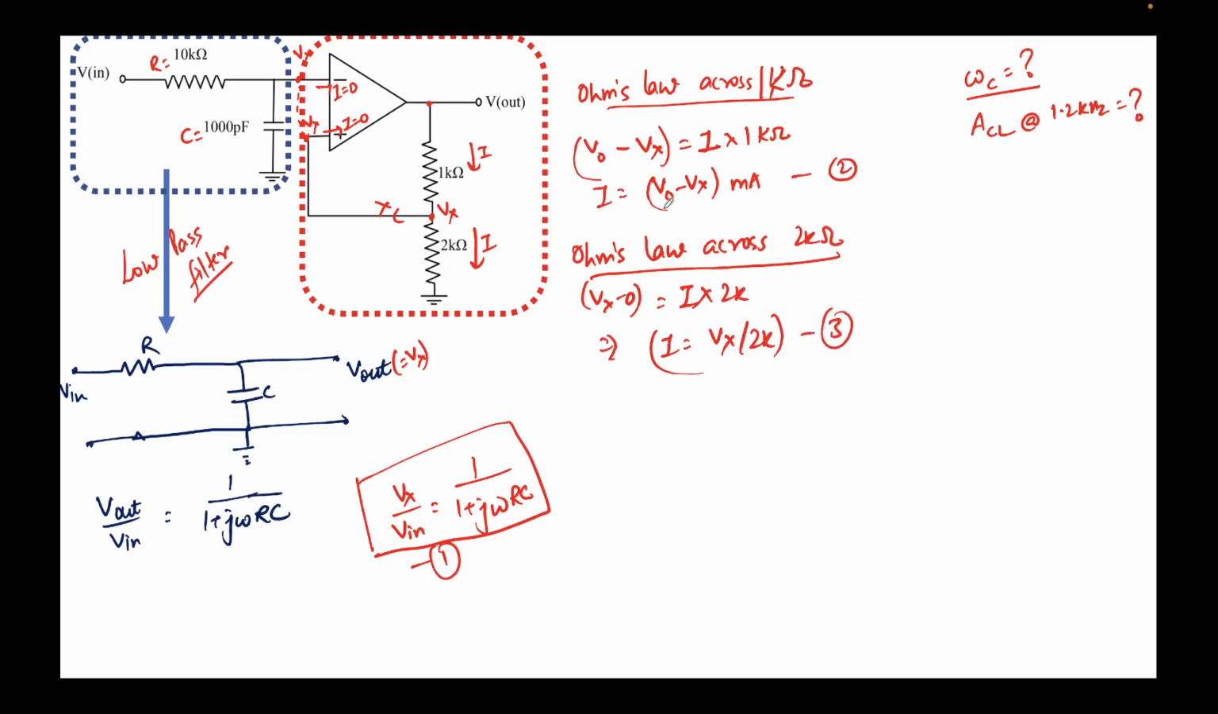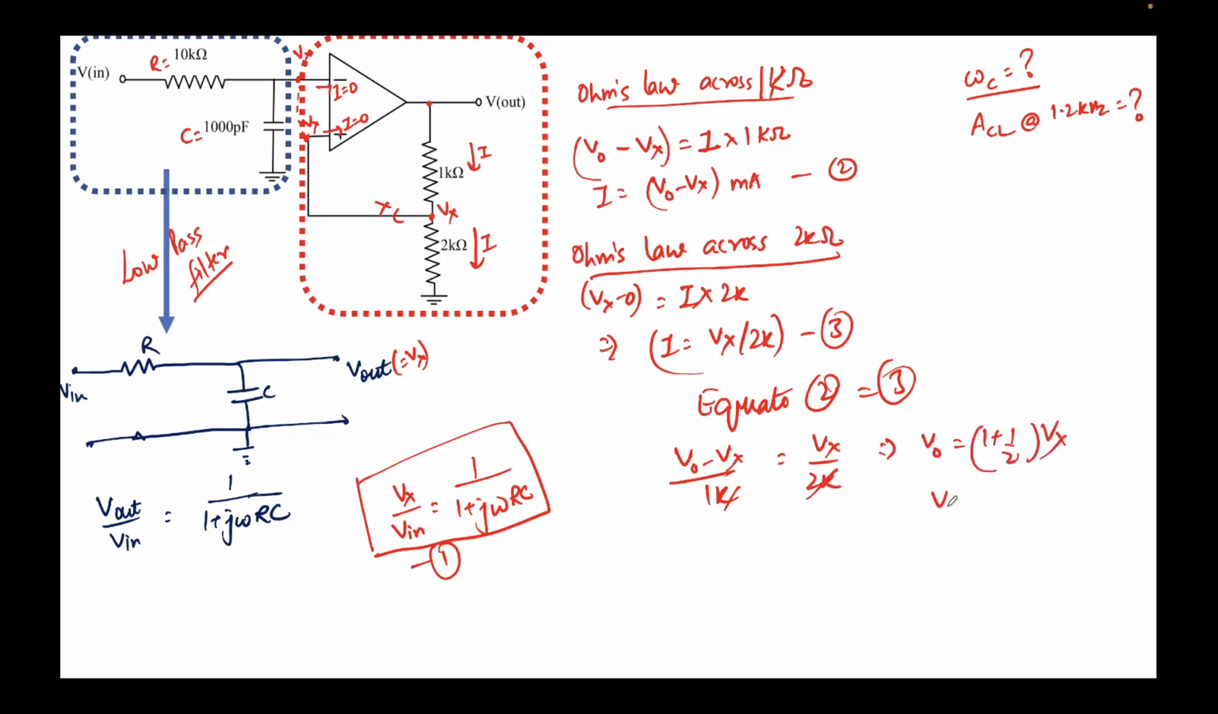Now in 2 and 3 we have obtained the value of current, so I'll simply equate 2 equal to 3. So I can write V naught minus Vx over 1K is equal to Vx over 2K. K and K get cancelled. So what I get is V naught equal to 1 plus half Vx, or V naught upon Vx equal to 3 by 2. Let's call this expression number 4.